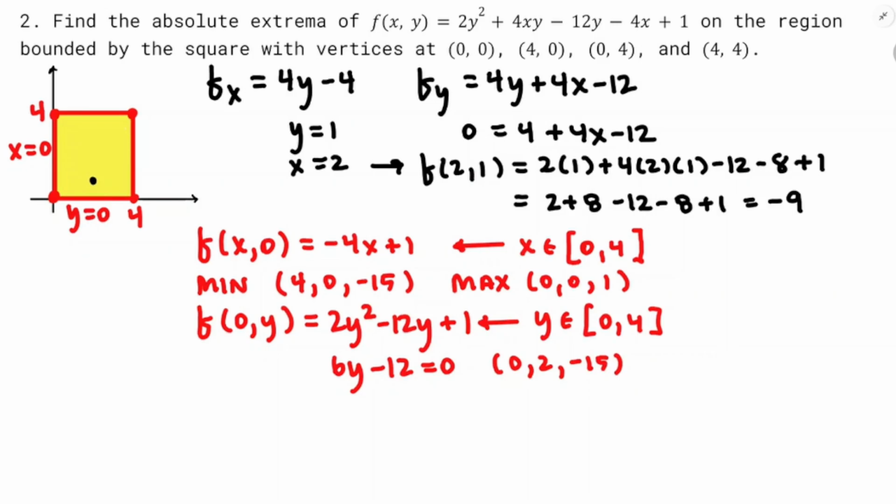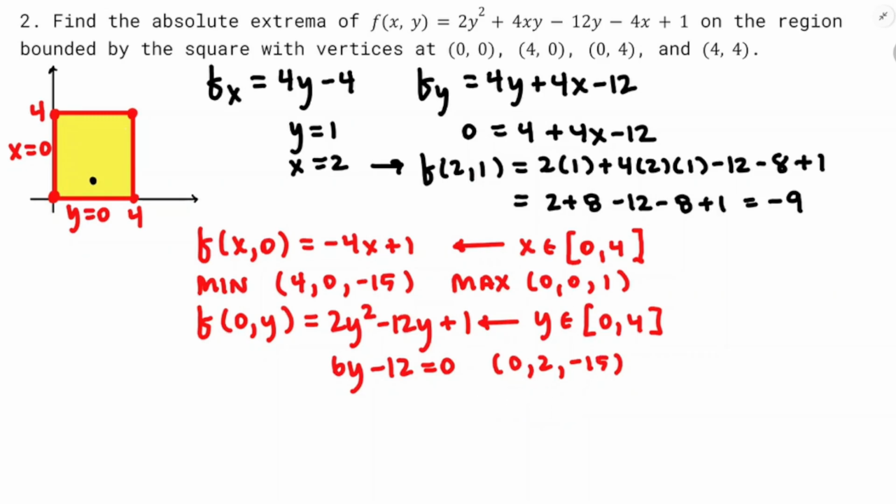I should also test the endpoints. So that would be where y equals 0. Okay, x is equaling 0 this whole time. So when I've got y equals 0, then that'll give me an output of 1, but I already knew that, so I'm not even going to include that.